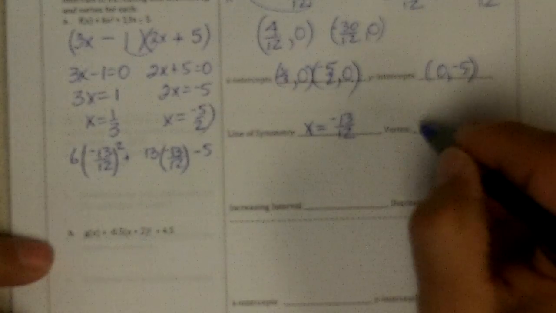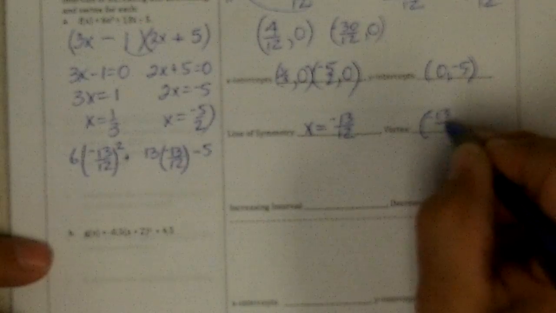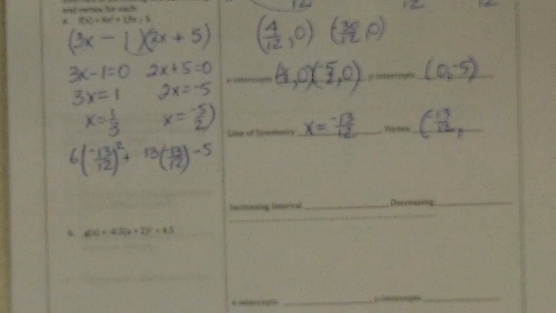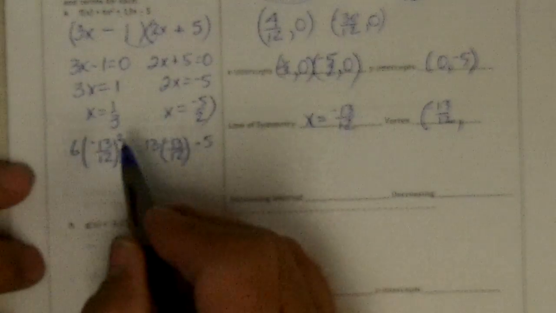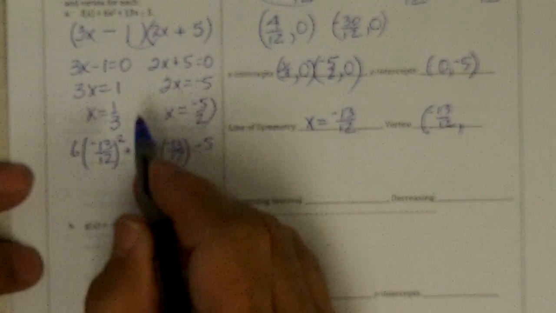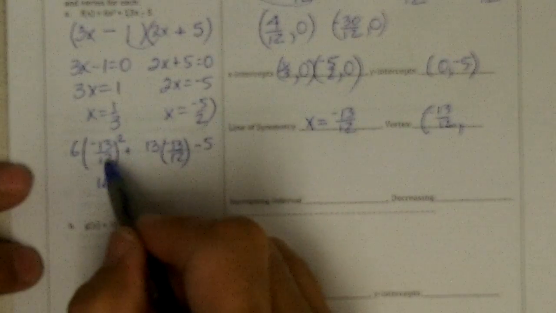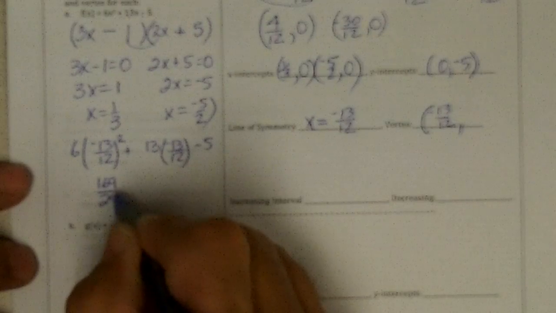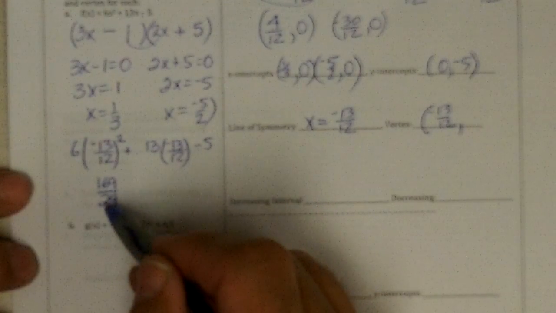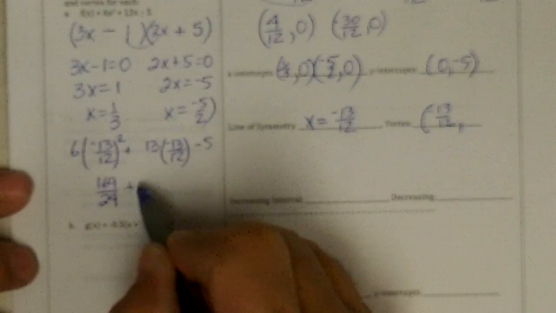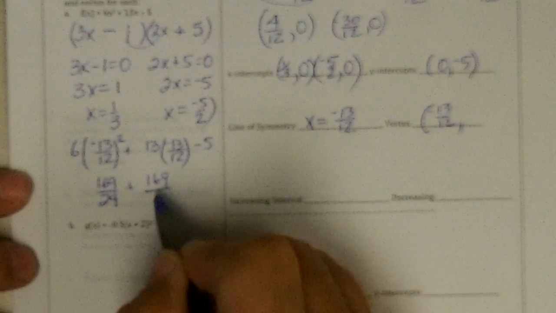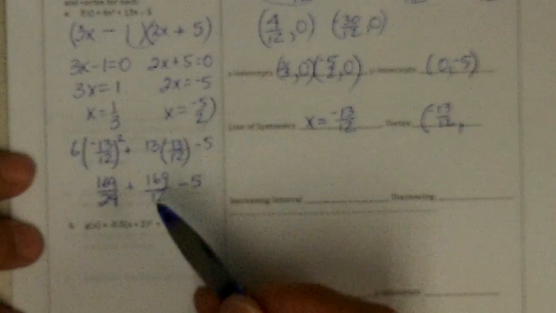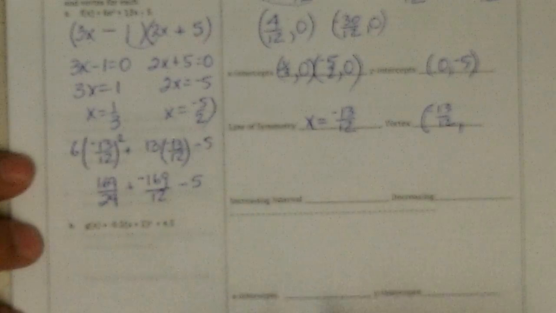So the vertex happens at negative 13 twelfths because it's on the center line. And the y value is found by plugging that x value into the equation. So, negative 13 squared is 169, and 12 squared is 144, but divided by 6 is 24. The negative makes squared is just positive. And then we're going to get plus 169 over 12 minus 5. And this is minus 169 because of the minus there.